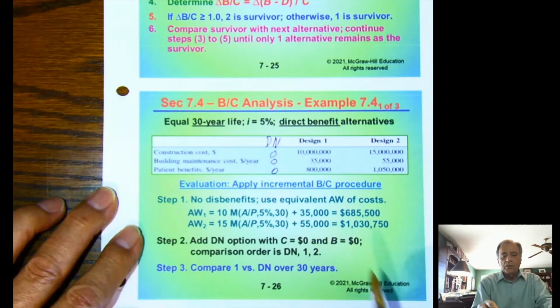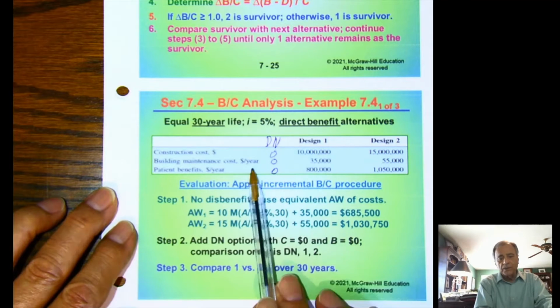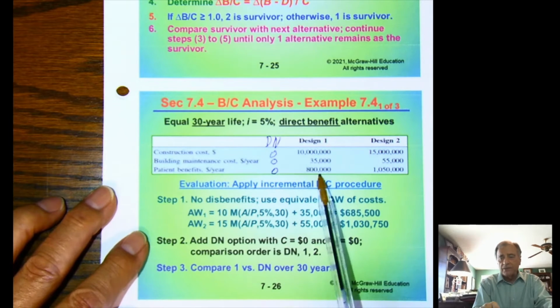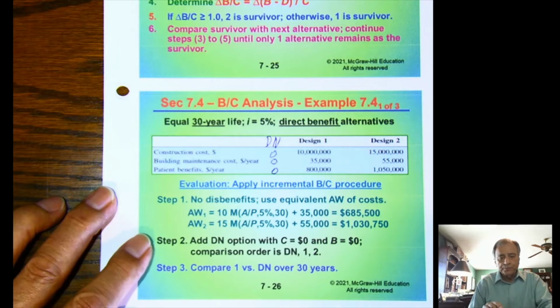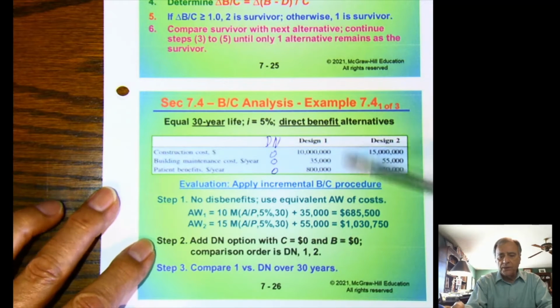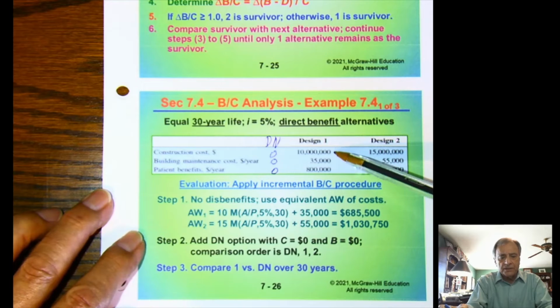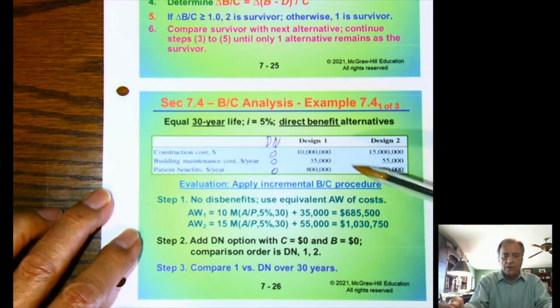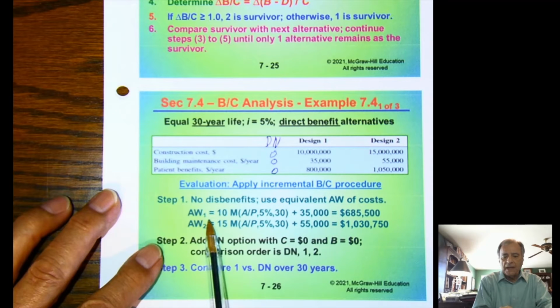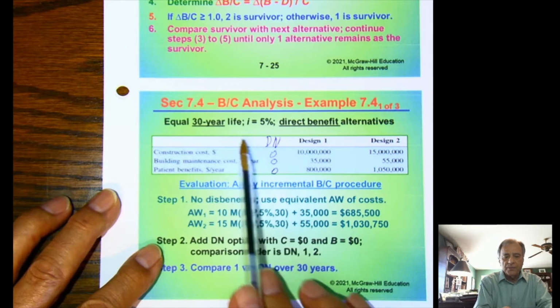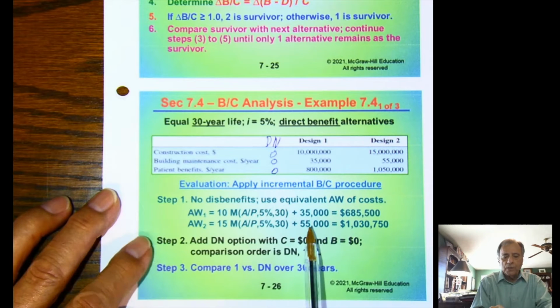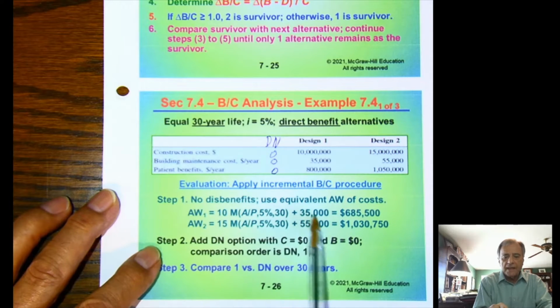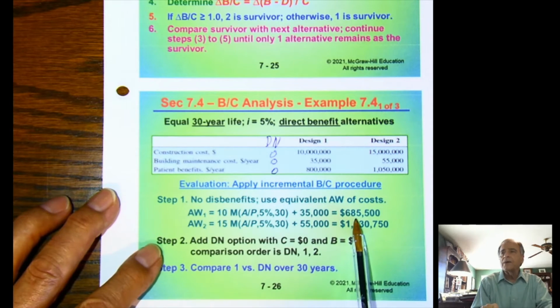So we're going to compare design 1 with doing nothing, because we have direct benefits. We're going to work with annual worth, because this is a present worth, but these two are annual worth. So we convert the $10 million, A given P, 5% for 30 years, to a uniform series, and then add in our $35,000 M&O to get our total annual cost of alternative 1. That's $685,000.